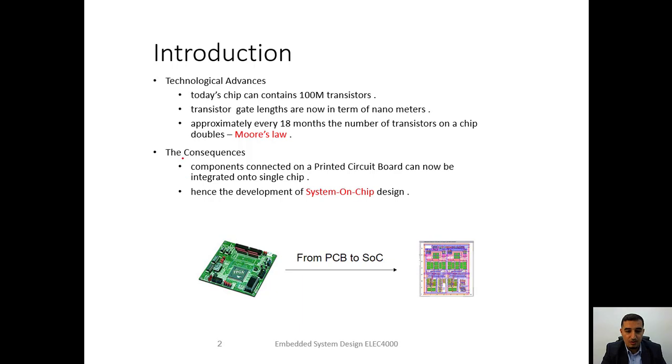So the consequence is that the components connected to a printed board can now be integrated into a single chip. Instead of having all the components on a board, on a PCB, printed circuit board, it is now on a chip. What we used to have, the microprocessor, some part of the memory, the peripherals, we used to have everything on a PCB. Now we have everything in a single chip, so it's called a system on chip design.